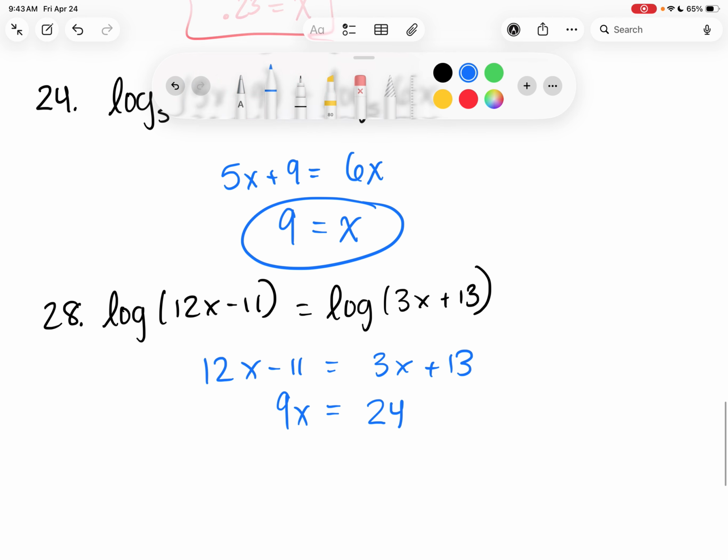Divide by 9. So x is equal to 8/3. Just doing a quick glance here, 8/3. I've got 12 divided by 3 is 4. 4 times 8 is 32. Subtract 11. Still positive over here. Everything would be positive, so I know I'm good there. I'm mostly checking if there's anything being subtracted or if this number is negative. If everything's being added or this number is positive, you should be good.